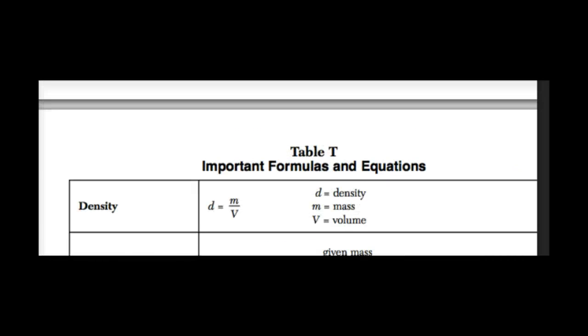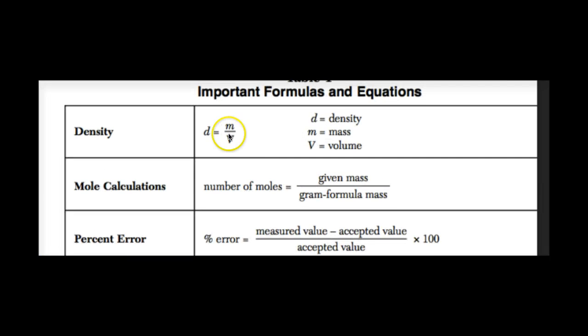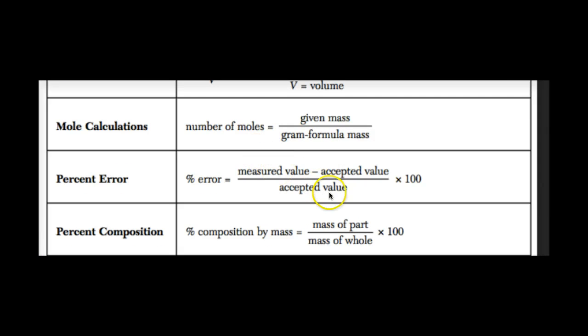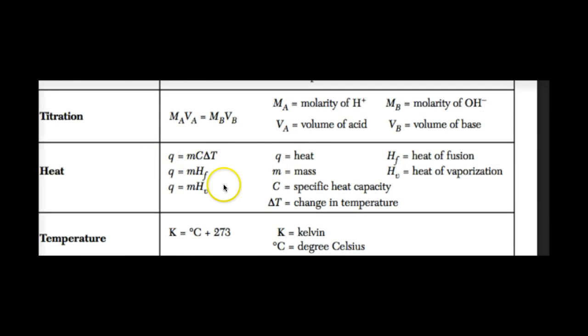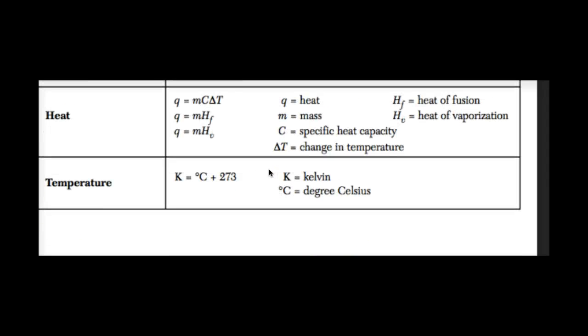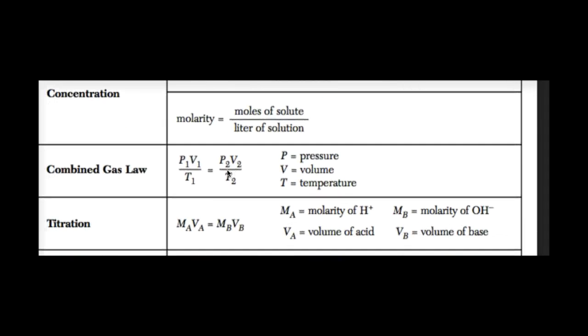So let's go check out table T. Here's table T. And we see our density formula we're familiar with, our percent error formula, our heat formulas which we've used, temperature conversion into Kelvin, and right here is this combined gas law. So it's pressure times volume divided by temperature, and pressure times volume divided by temperature.